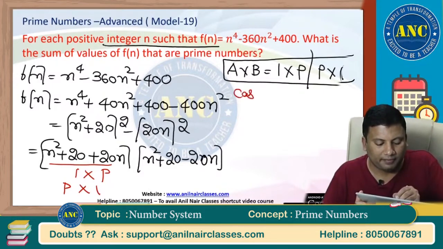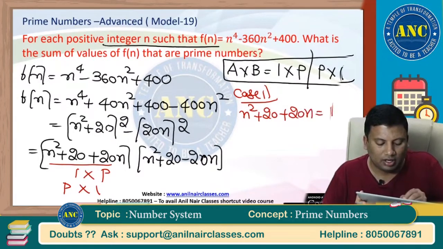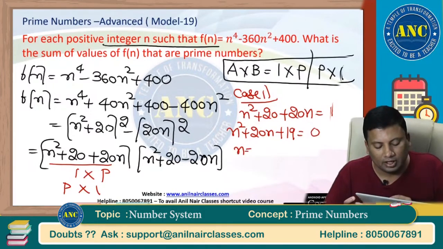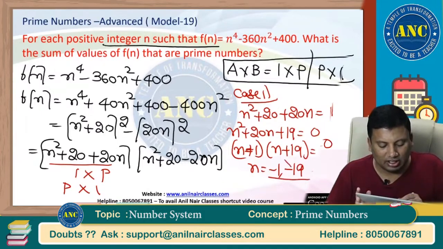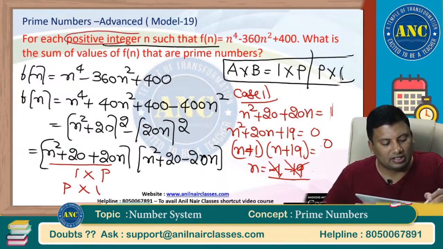Case number 1: n square plus 20 plus 20n equivalent to 1. So n square plus 20n plus 19 equivalent to 0. So n will be, it is n plus 1 into n plus 19. So n will be minus 1 or minus 19. This is not possible. Why? Because it is specified that n is a positive integer.